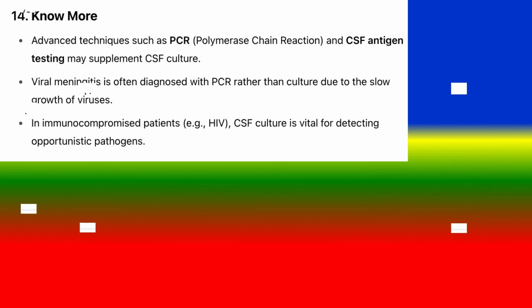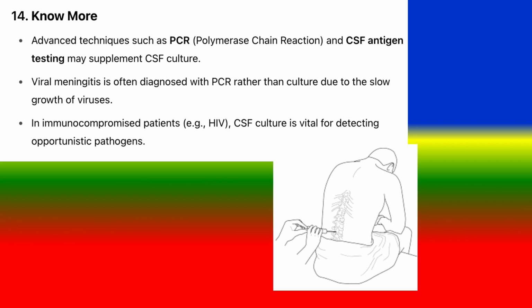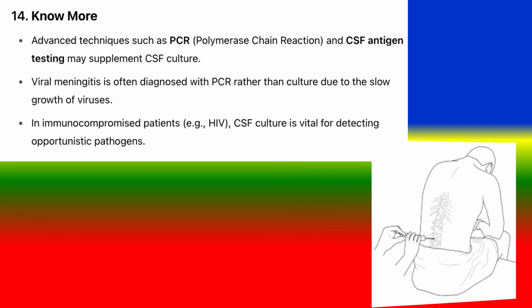14. Further notes. Advanced techniques such as PCR, polymerase chain reaction, and CSF antigen testing may supplement CSF culture. Viral meningitis is often diagnosed with PCR rather than culture due to the slow growth of viruses. In immunocompromised patients, e.g., HIV, CSF culture is vital for detecting opportunistic pathogens.